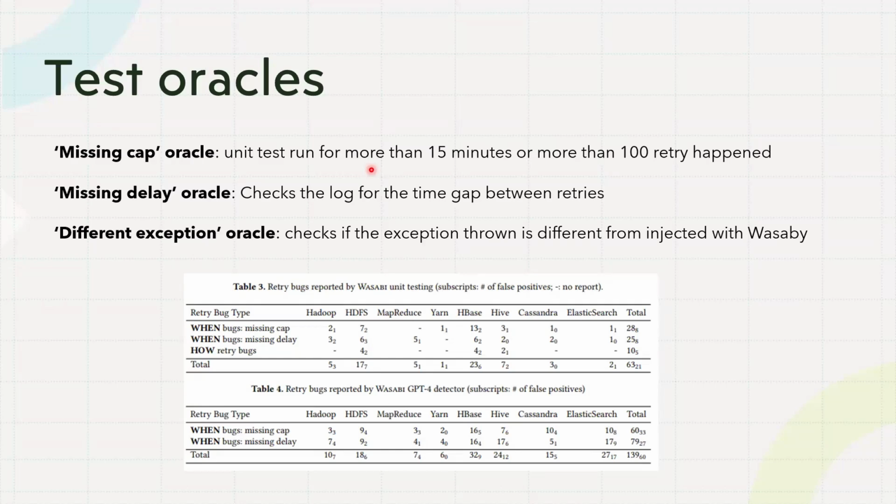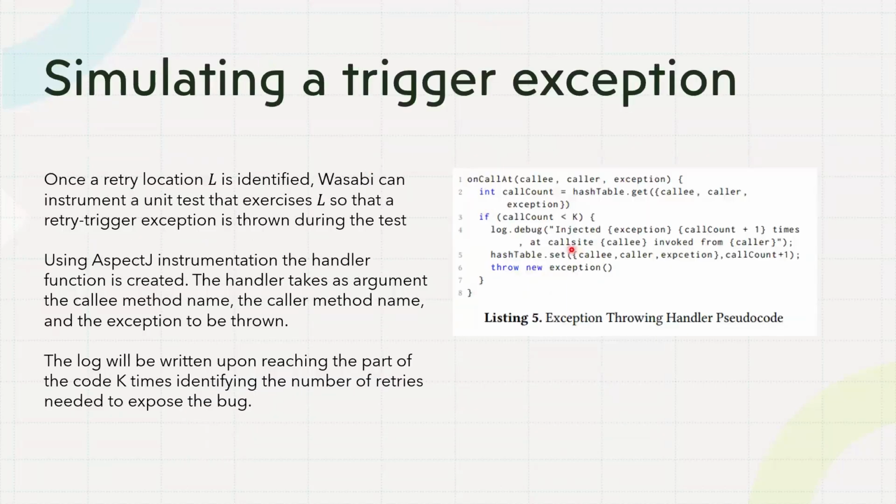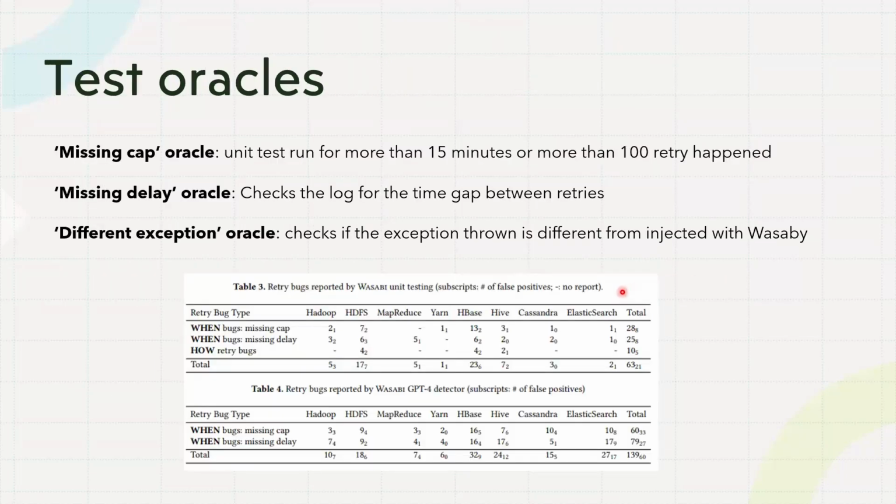For the missing delay, they check the logs written here and check the timestamps between them. Is there no pause and no wait between requests? It means they're missing the delay between the requests, and that's also a possible problem. And for different exception code, it checks if the exception thrown is different from the one injected by the Wasabi system.